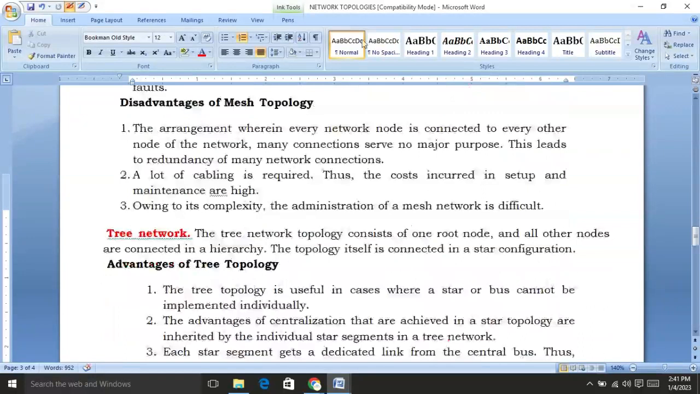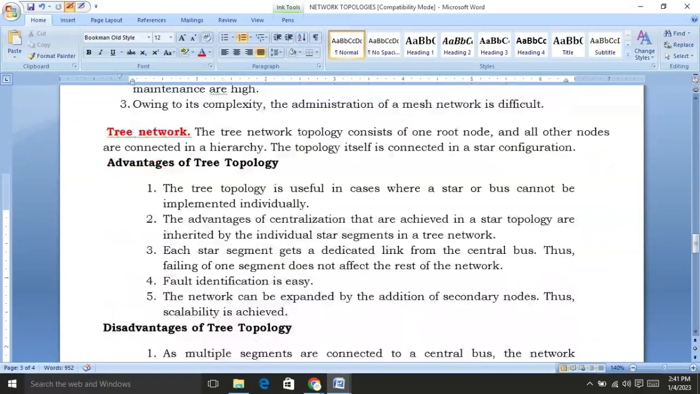The final one is the tree topology. This is the combination of the bus topology and the star topology. Let us consider this is the central stem. From the central stem to this is the sub one. From this sub one, the sub nodes are interconnected. So this is the tree topology.